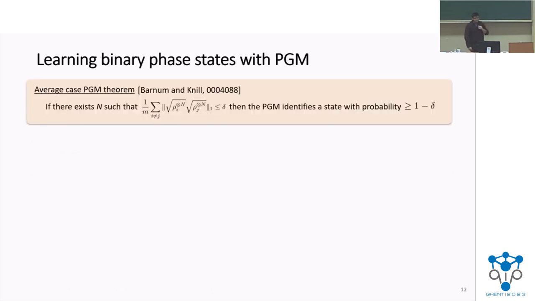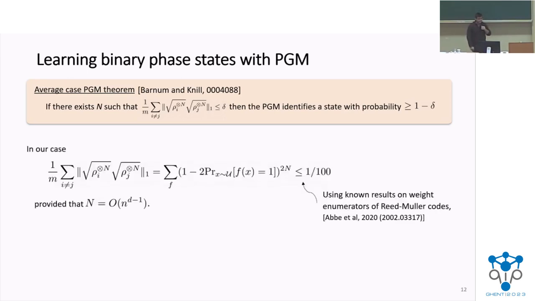But it turns out that there is an average case theorem where, instead of having the maximum fidelity being upper bounded, all you need to show is that the average fidelity over all of your ensemble members is upper bounded. And this actually allows us to show pretty good measurements succeeds in this case. So in our case, we just have to evaluate this fidelity. And in the case of Boolean functions, this relates to this quantity.